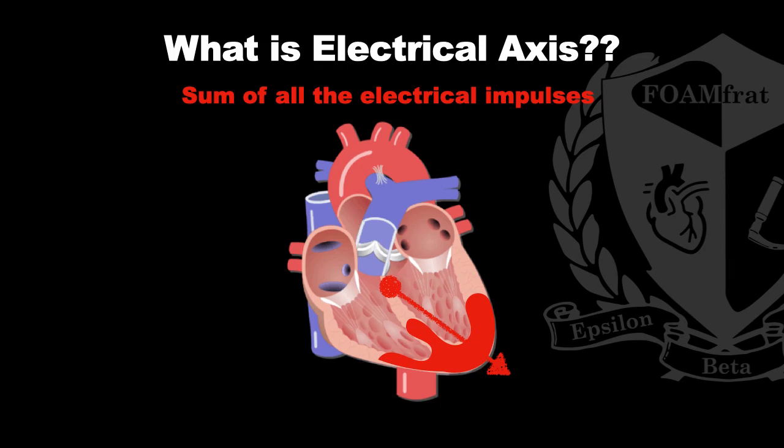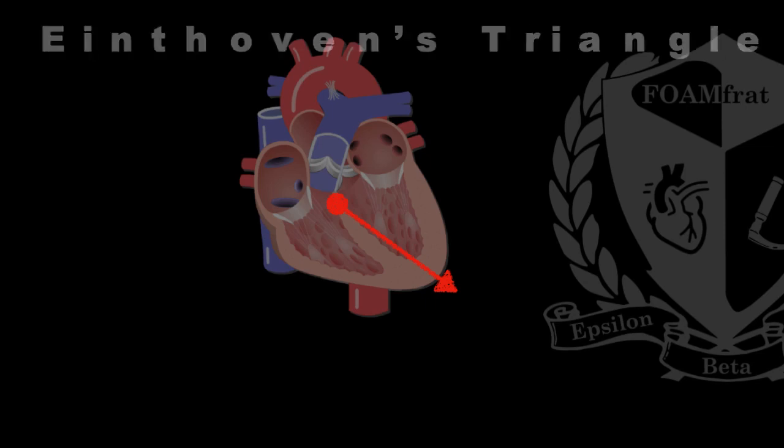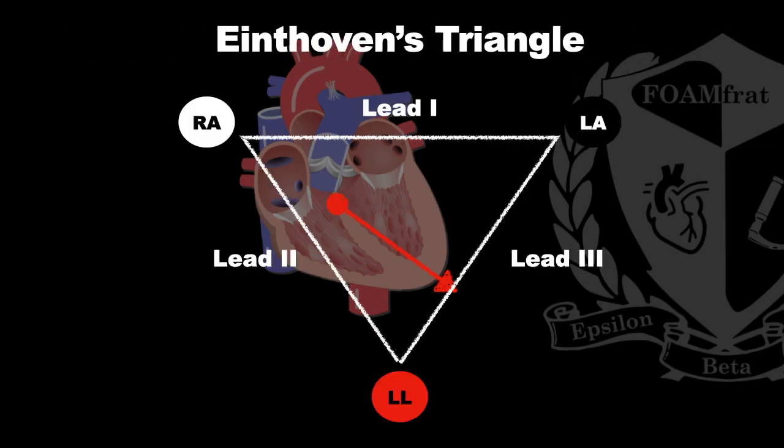So when we talk about an electrical axis, most of the time when we have a patient on a 4-lead, we're going to monitor them on lead 2. And why is that? That's because of Einthoven's triangle. Remember this crazy triangle, where we have our right arm to our left arm down to our left leg. The reason we monitor lead 2, as you can see, is that it most closely parallels that mean electrical axis.